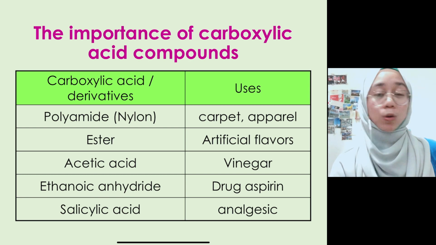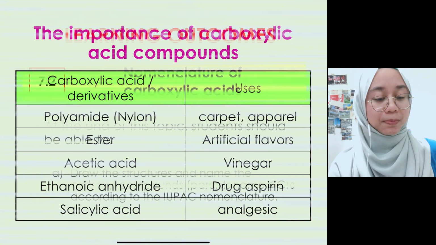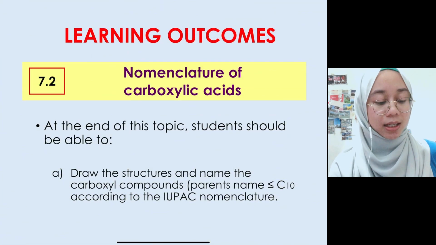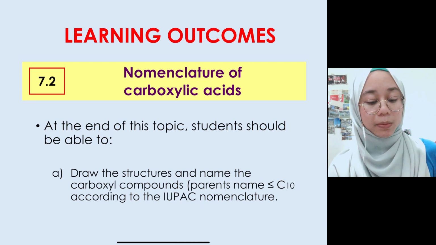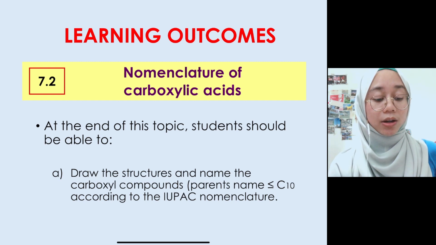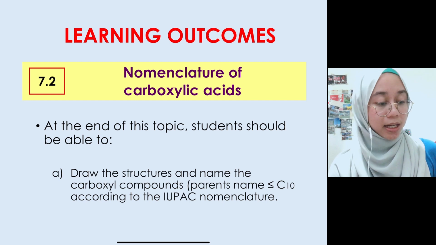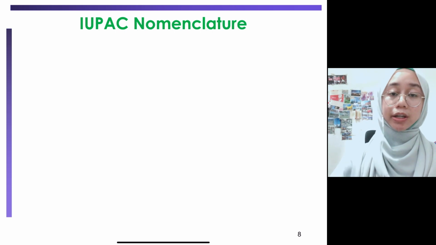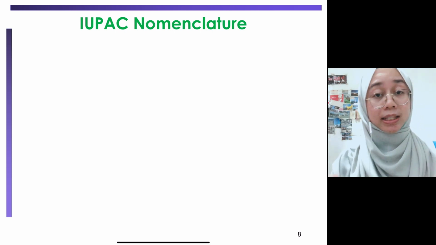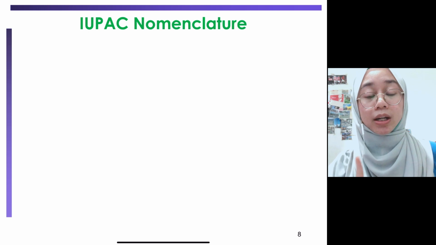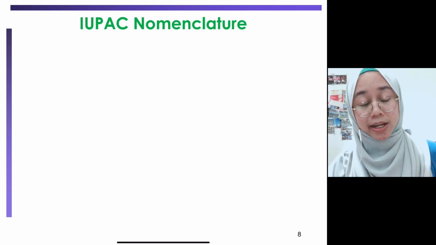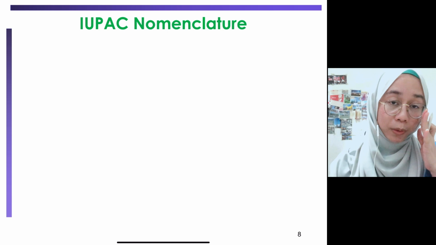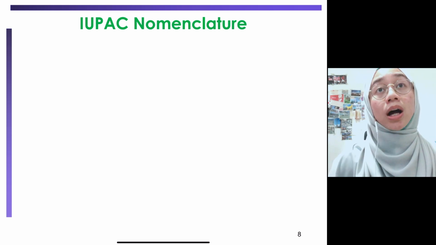So we go straight to 7.2, nomenclature of carboxylic acid. You need to draw the structures and name the carboxyl compound whereby the parent's name is less than or equal to 10, according to the IUPAC nomenclature. As usual, class, the very first basic rule from alkane up to carboxylic acid that you need to take note of is to look for the longest chain, and make sure the longest chain includes the functional group, except for alkane.